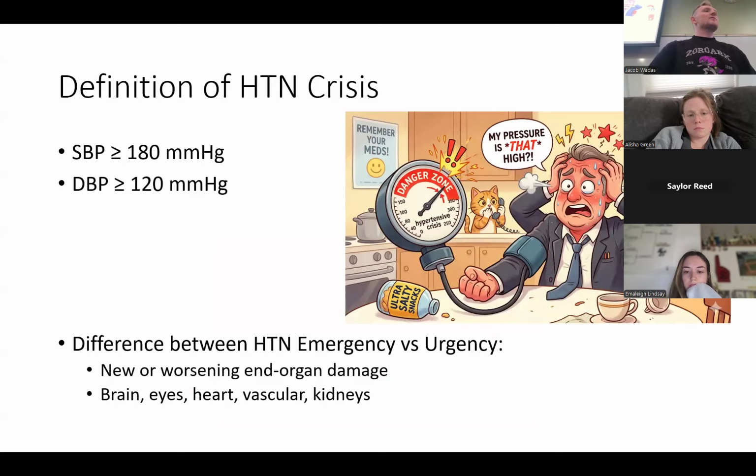All right. So, the definition of hypertensive crisis: this is when our systolic blood pressure is greater than or equal to 180 over 120. The difference between a hypertensive emergency versus hypertensive urgency is the new or worsening end organ damage. The organs that are typically damaged by this are the brain, eyes, heart, the vascular system, and kidneys.